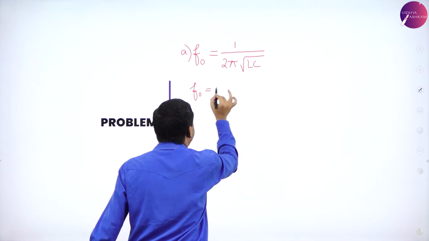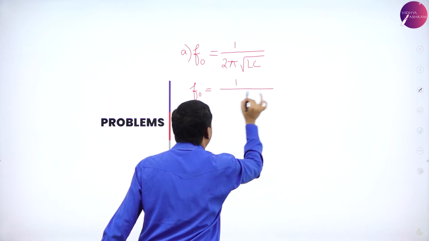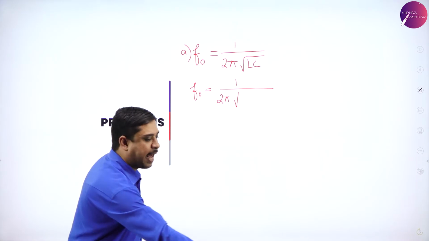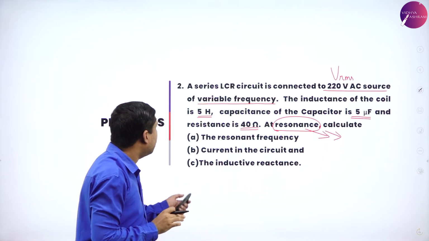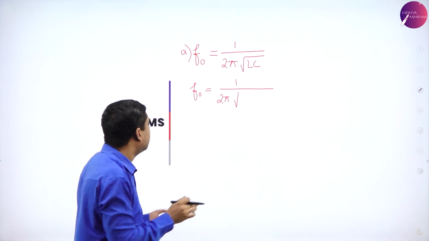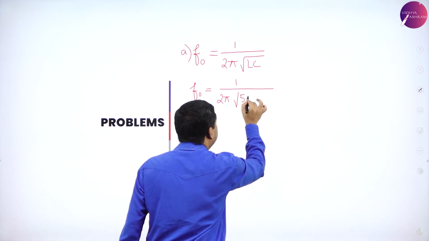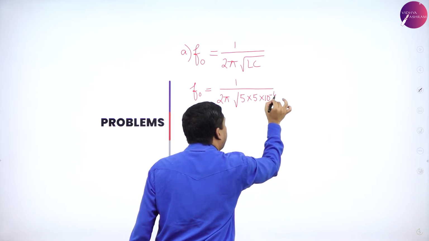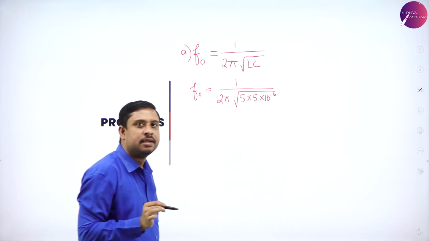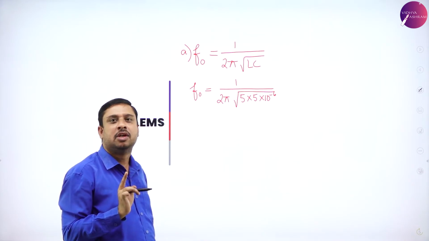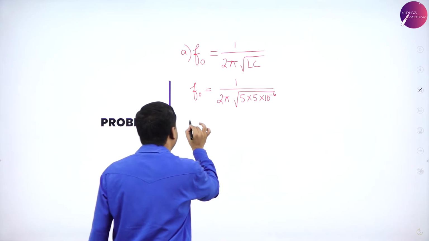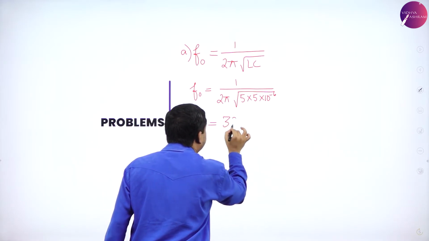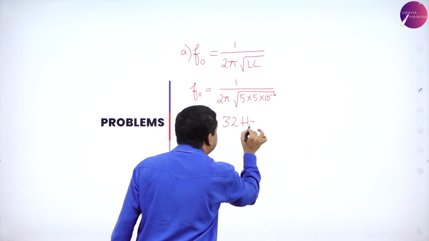Or F naught is 1 by 2 pi root the value of L, which is 5 Henry. So 5 into 5 microfarads, 10 power minus 6. Take out your calculators. Do the substitution. F naught turns out to be nearly 32 hertz.